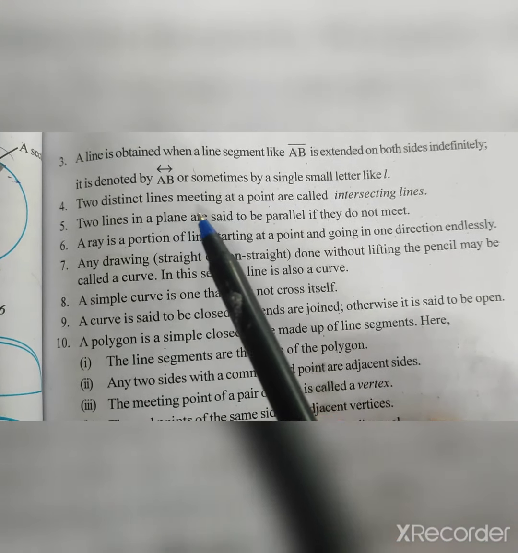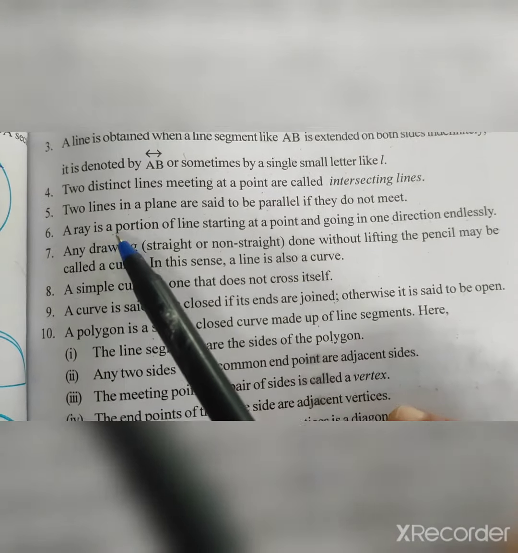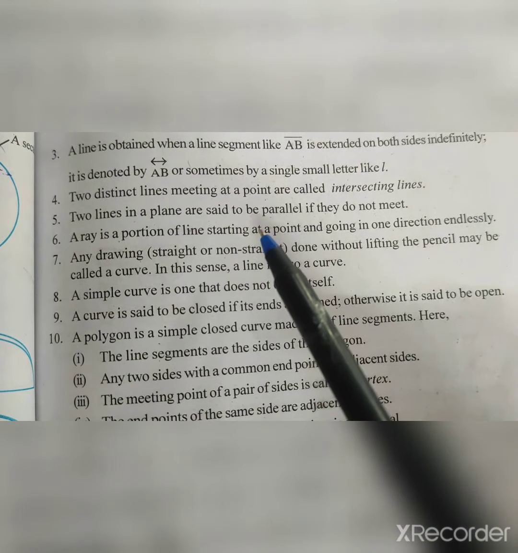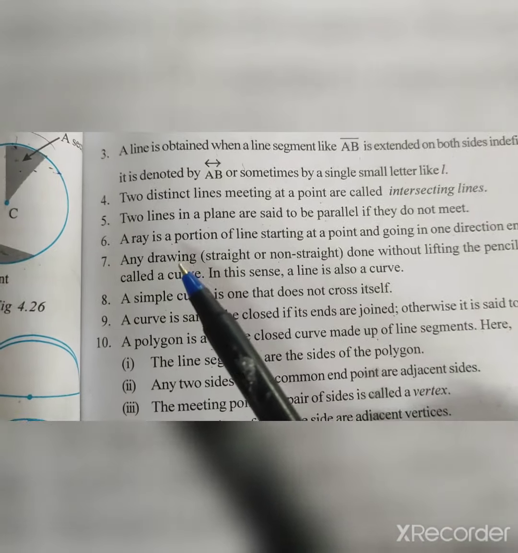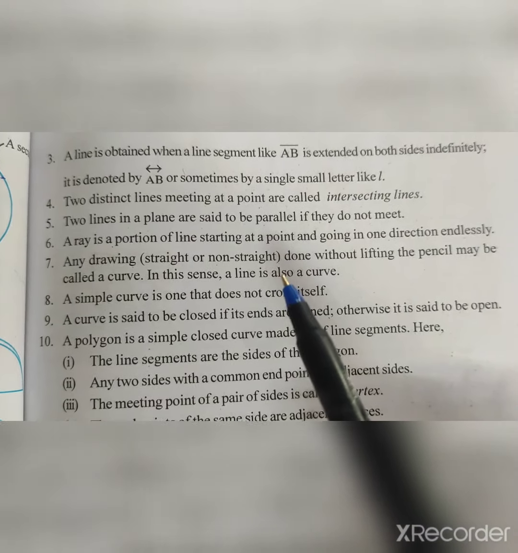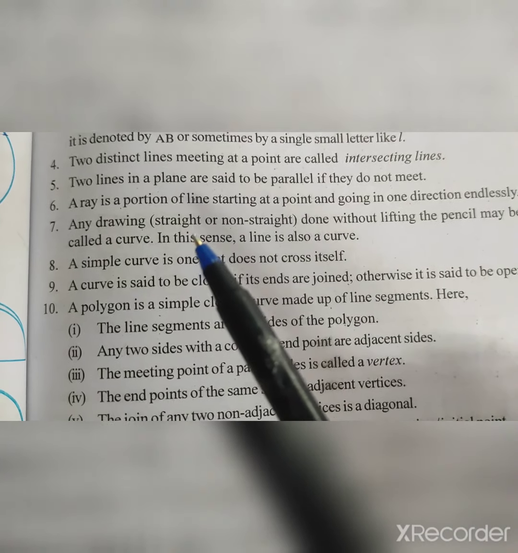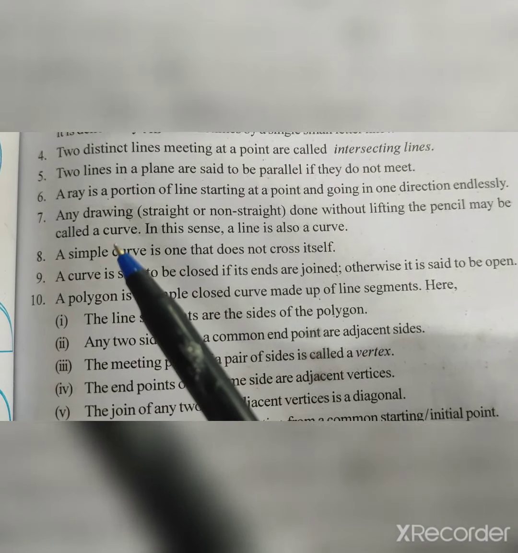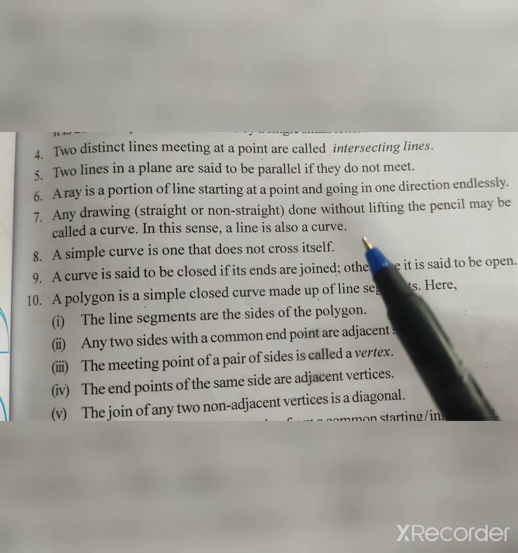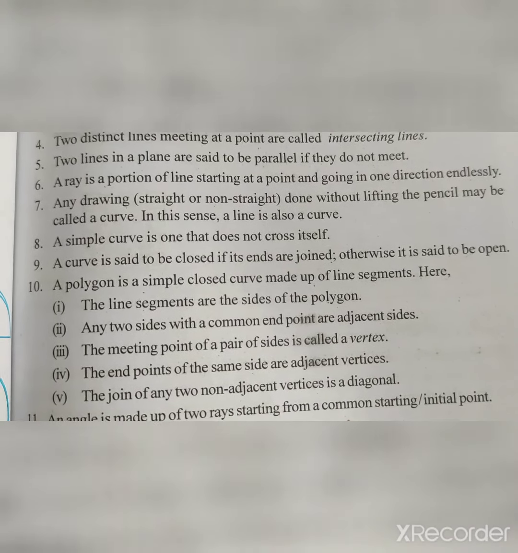2 distinct lines meeting at a point are called intersecting lines. 2 lines in a plane are said to be parallel if they do not meet. A ray is a portion of a line starting at a point and going in one direction endlessly. Any drawing, straight or non-straight, done without lifting the pencil may be called a curve. In this sense, a line is also a curve. Yes, in mathematical language, a line is also a curve.